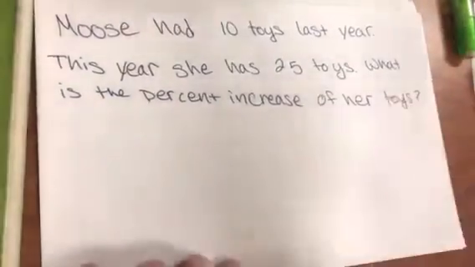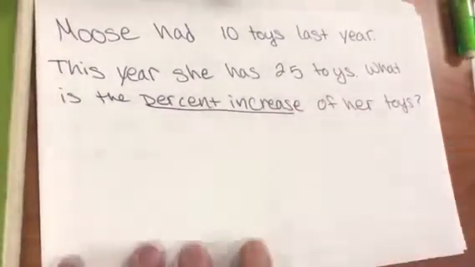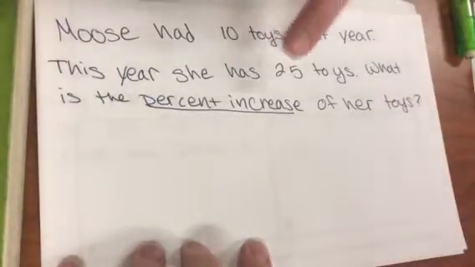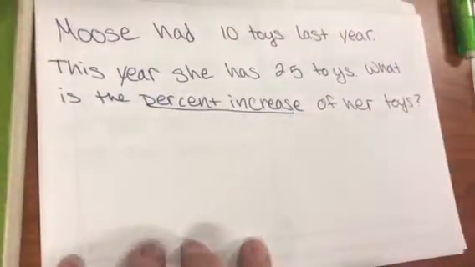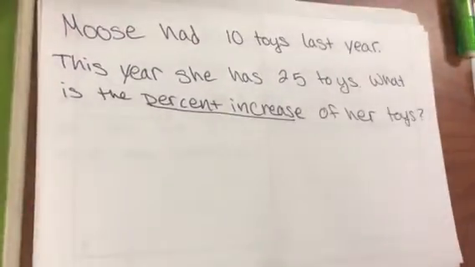Moose is very spoiled. So we're doing percent increase. How do we know that we're doing percent increase? Because it said, what's the percent increase? No, it's because it's going from 10 to 25, and we're comparing one year to the next year. Sometimes it'll say percent decrease, sometimes it'll have numbers in here that you're comparing. You've got to know you're comparing something, and you want to know the percent increase or decrease from it.